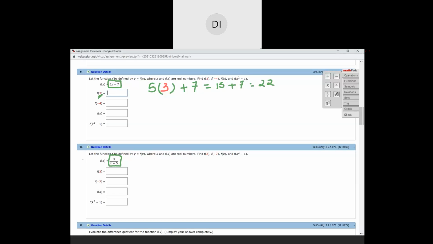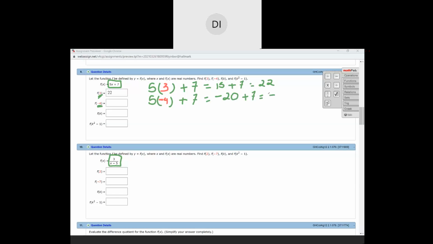Then I'm going to do the next one the same way. I'm going to do 5, following the same function. I'm going to put x here plus 7. And the x for the next one is going to be negative 4, right? And then I'm going to do the math. So what is 5 times negative 4? It is negative 20, plus 7.